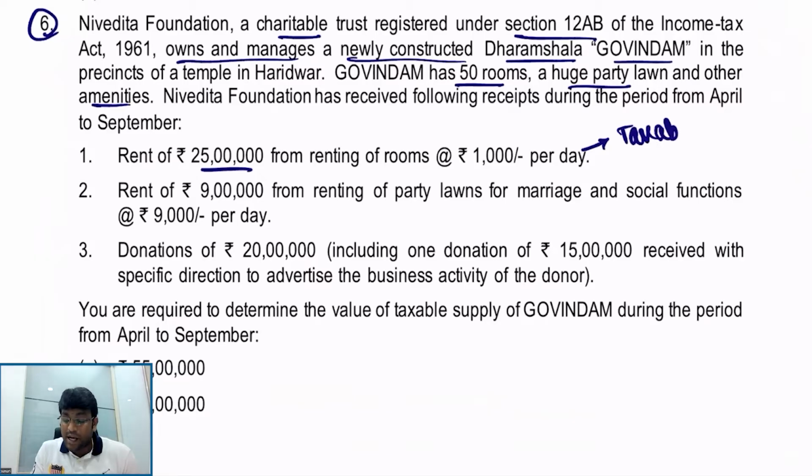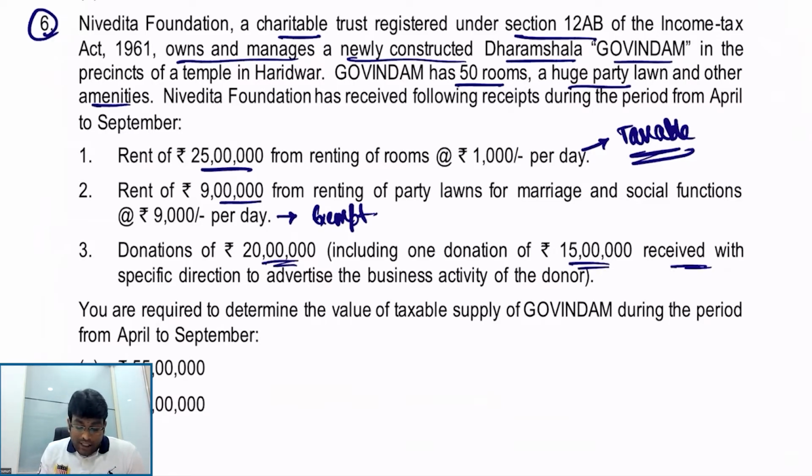This definitely becomes taxable. Exemption is only when renting of rooms is less than 1,000. Rent of 9 lakhs from renting of party lawns for marriage and social functions at 9,000 per day. This will be exempt because taxability is only when it is 10,000 or more. Next. Donation of 20 lakh. Donations generally we don't tax, but see the bracket, including a donation of 15 lakh received with a specific direction to advertise the business activity of the donor. Then this 15 lakhs will become a supply.